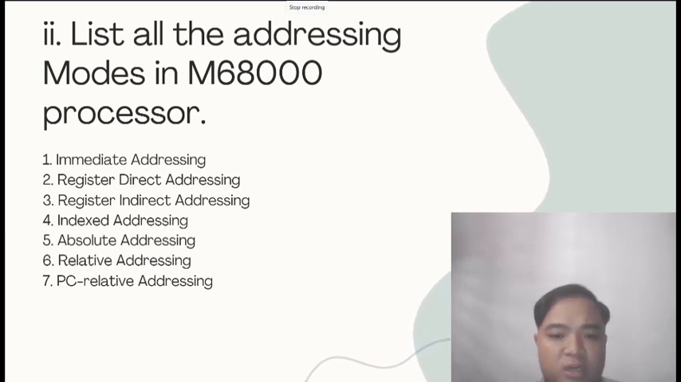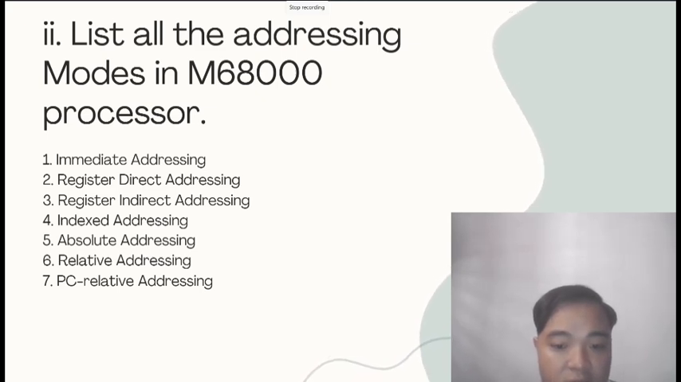In conclusion, each addressing mode has its own purpose and advantage. Immediate and register direct modes are the faster ones. Index, absolute, and relative modes are more flexible. Understanding addressing modes is important for writing efficient instructions in a microprocessor.